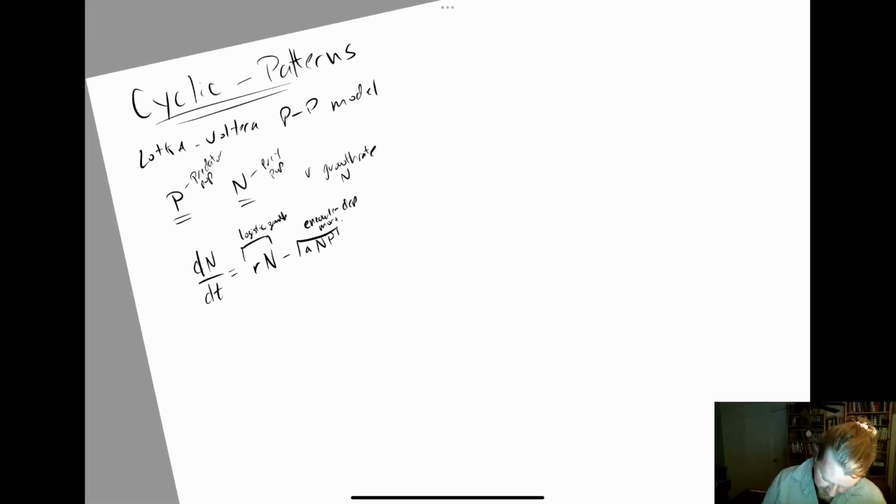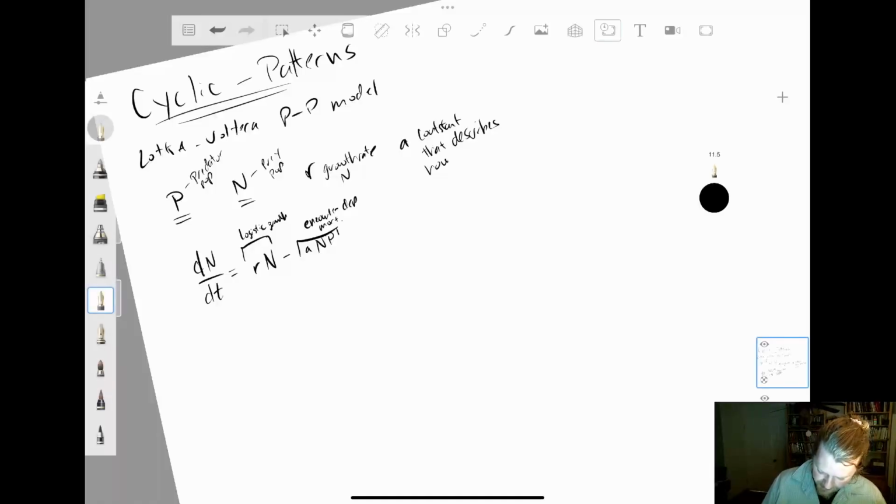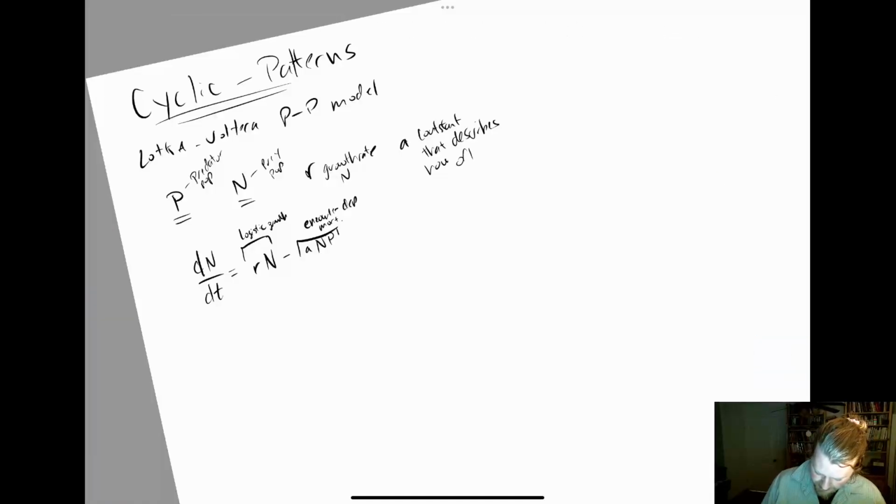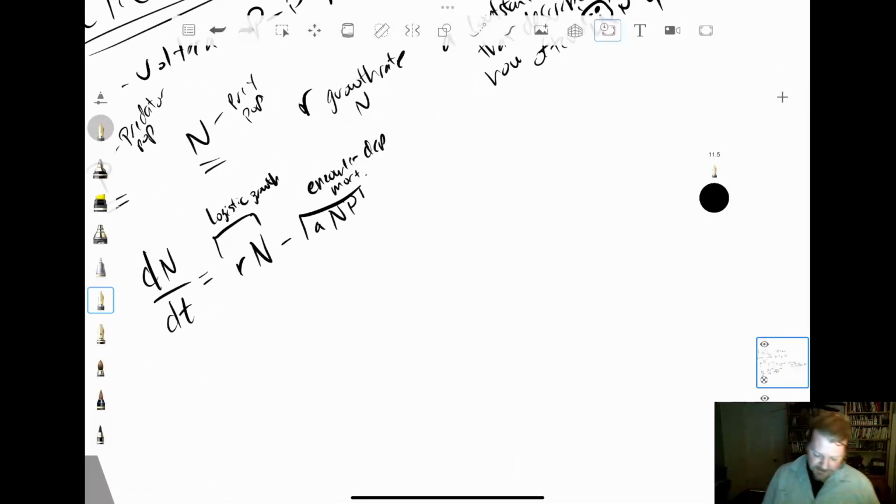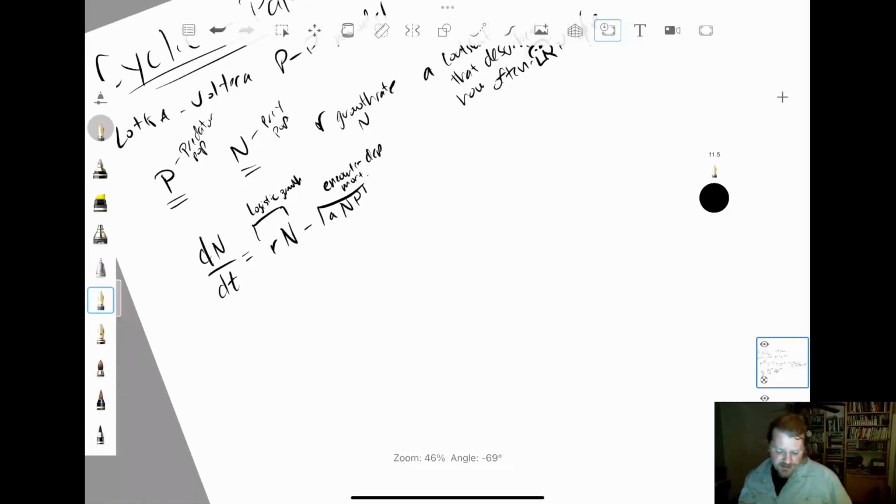And we should add here, this is R, and A is a constant that describes how often prey get killed when they encounter predators. N with P, right? Okay, so there's the equation that describes how the prey population changes in a simple Lotka-Volterra model.